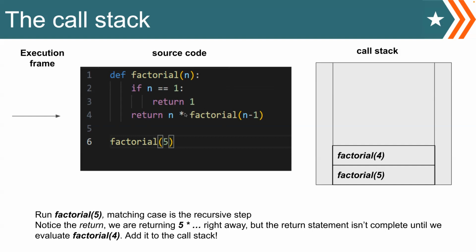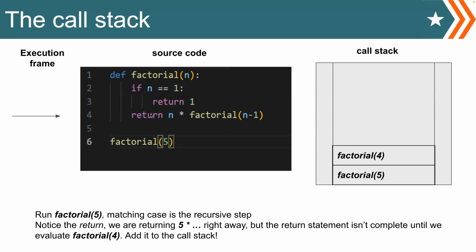So this return statement isn't complete until we evaluate factorial of 5 minus 1, which is factorial of 4. So we have to add it to the call stack. This return statement is not returned. It's not executed. And this is sort of the inception-like bit. Think of lots of nested parentheses, or the way you can call a function inside a function, like we were doing with print of factorial of 5.